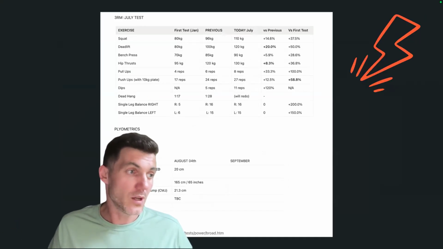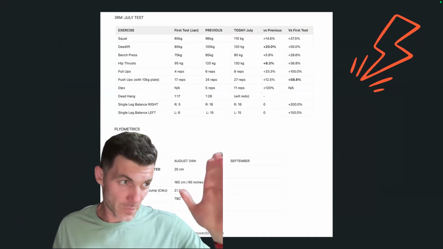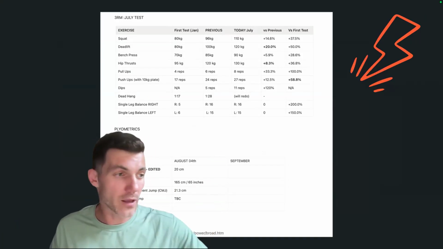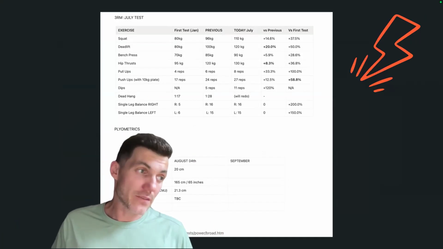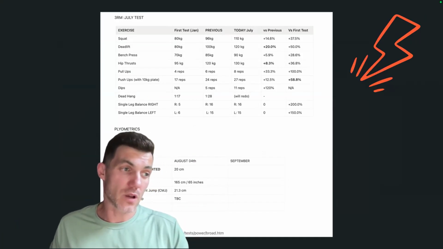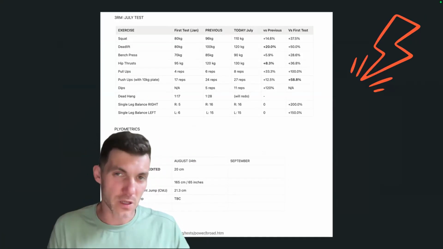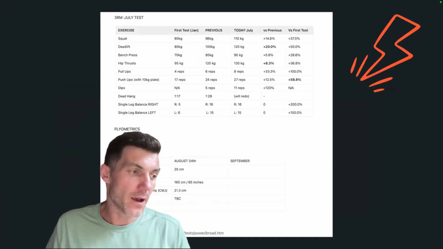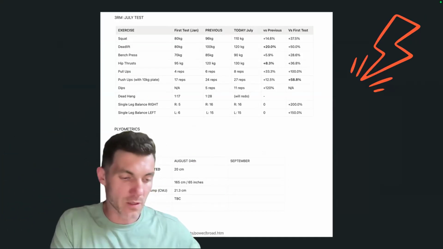So Hunter, for example, first test in January, he squatted 80 kg. Today, July, 110. That's a 37% increase. A deadlift of 80 kg and then 120 in July. That's a 50% increase, with running as well. Plus, he was in a calorie deficit before. Now we've progressed because he achieved his body composition goals.